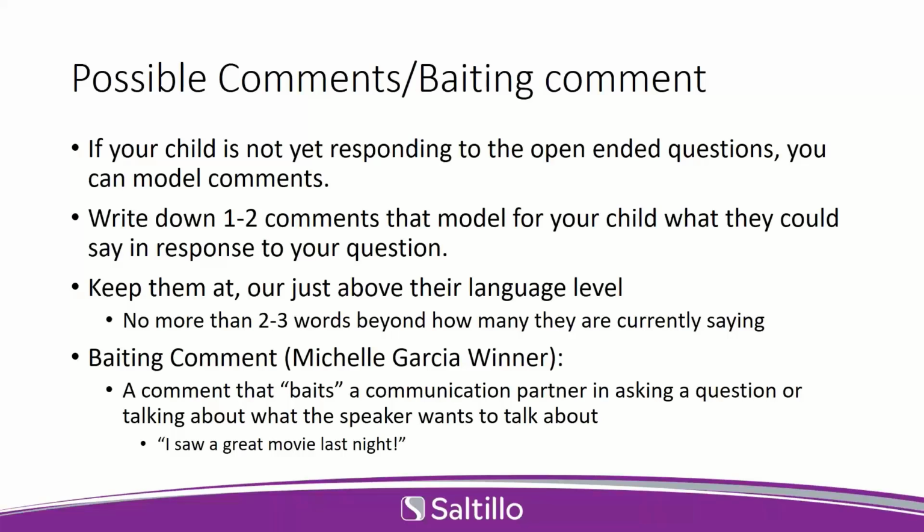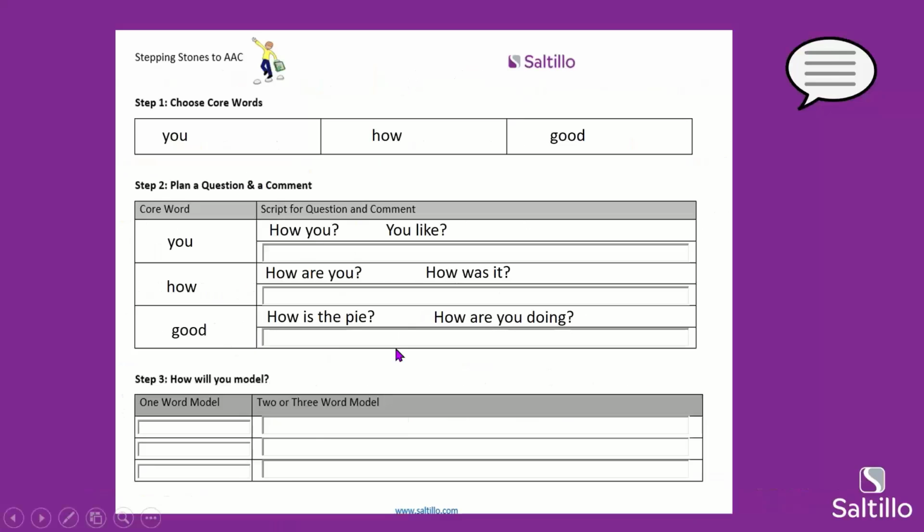So a baiting comment is a comment or question that baits a communication partner into either asking a question or making a comment about what the speaker wants to talk about. Just like I said there, I saw a great movie last night. And then we can ask, oh, how was it? Or what was it? Or what did you watch? So that's another idea for social interactions that you can think about with comments. I filled in some examples for questions, but let's think about a comment that you could model for the word you.